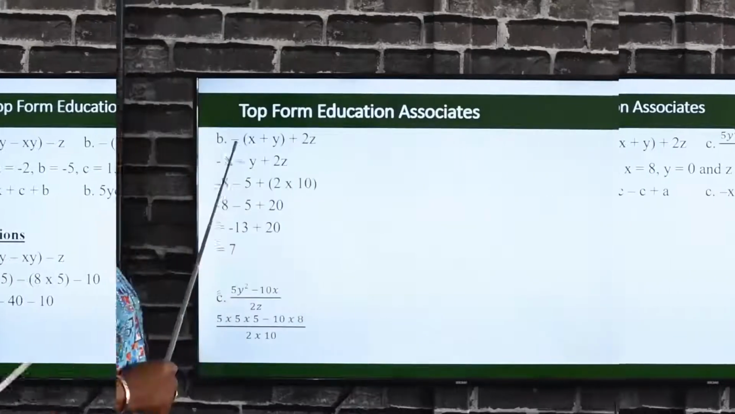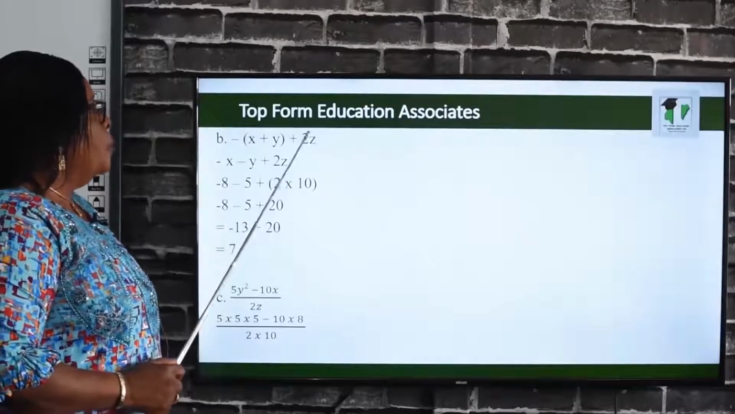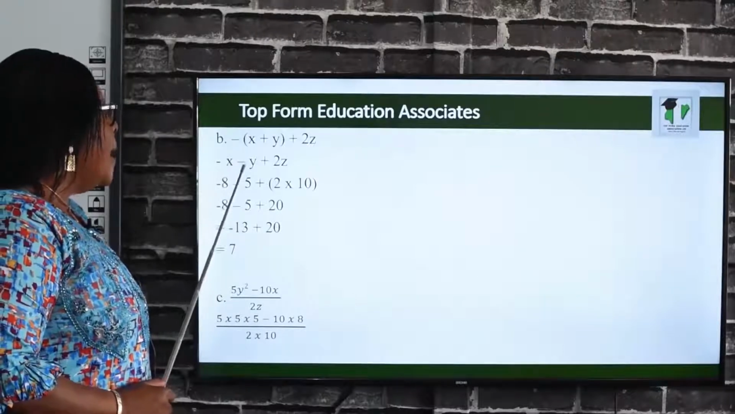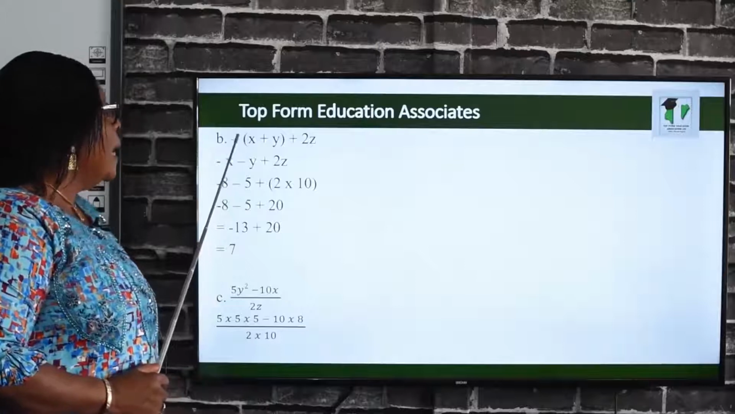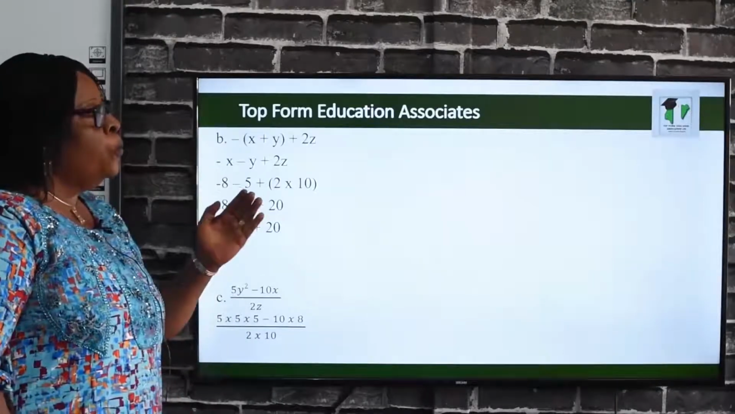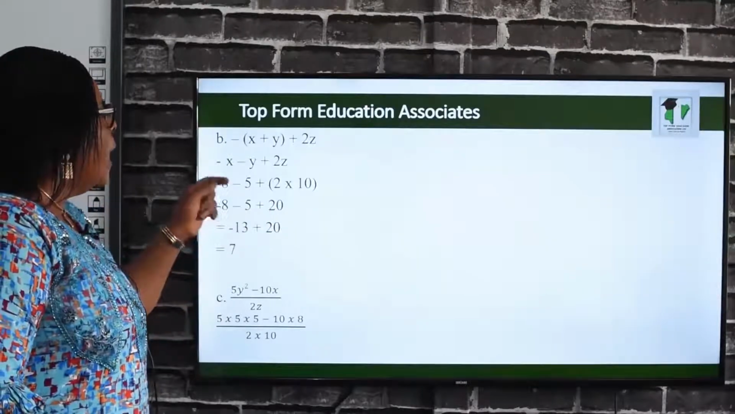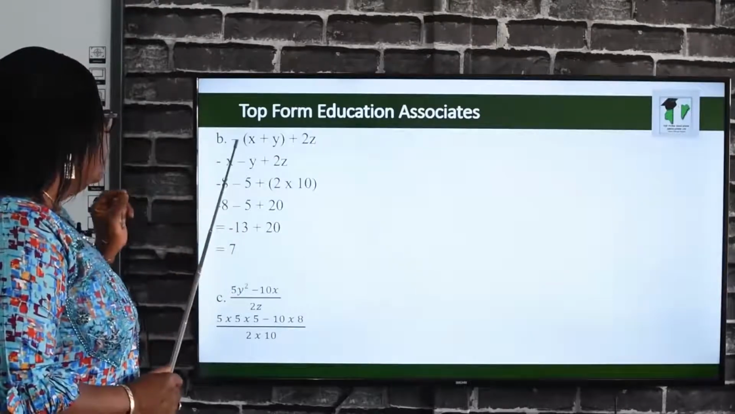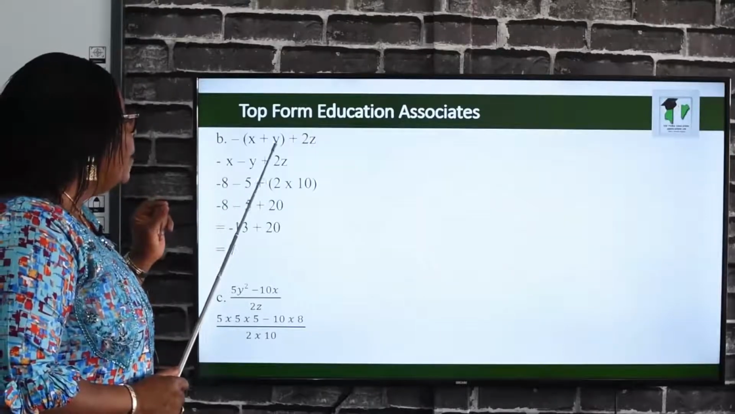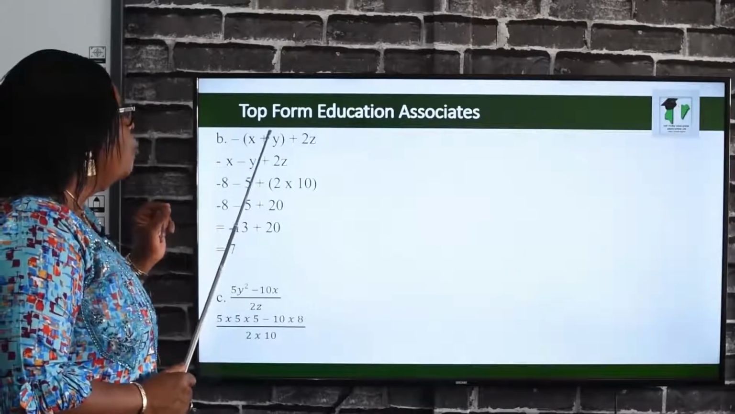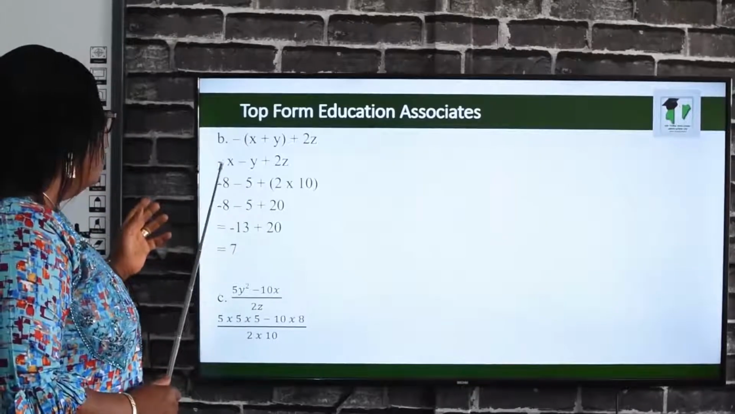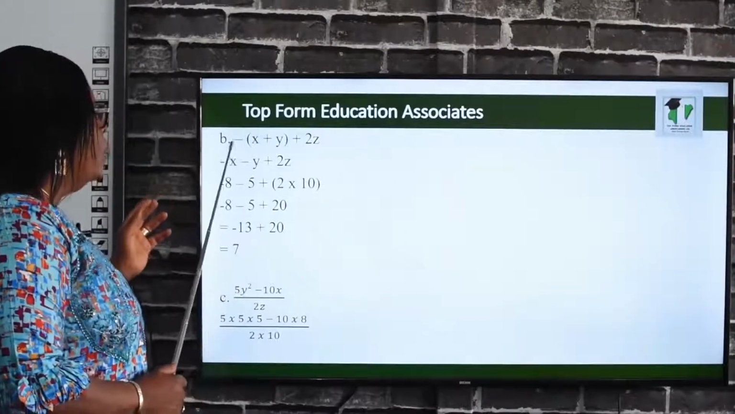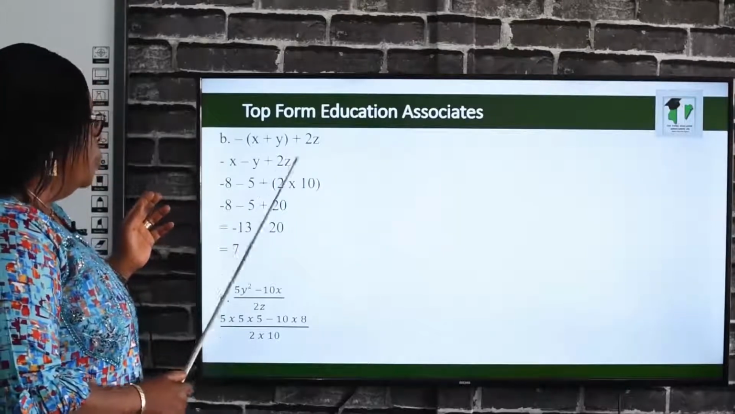Example B, minus (x plus y) plus 2z. So this is minus x minus y. Why? Because the minus sign is in front of the bracket. That's what the intro said, that even as you do substitution, the sign rule must be obeyed. Minus is in front of the bracket, so it must affect this plus y to change to minus y. So open the bracket, we have minus x minus y plus 2z. This plus 2z is outside the bracket, so this minus has no effect on it.